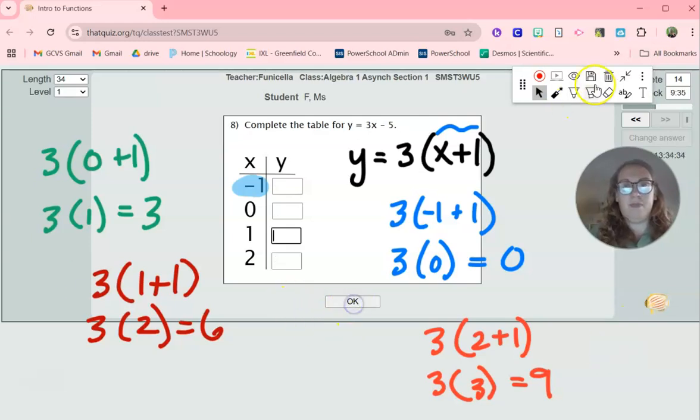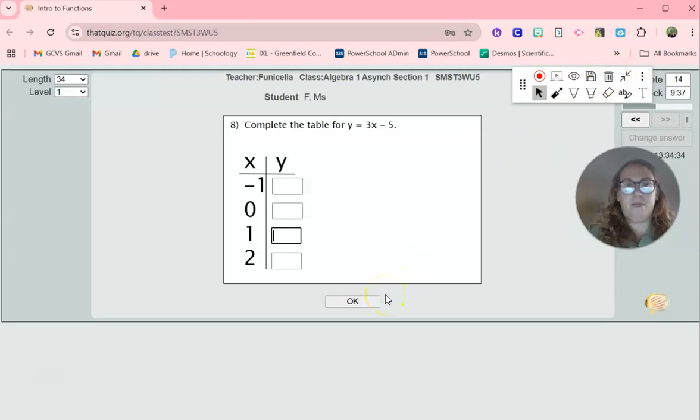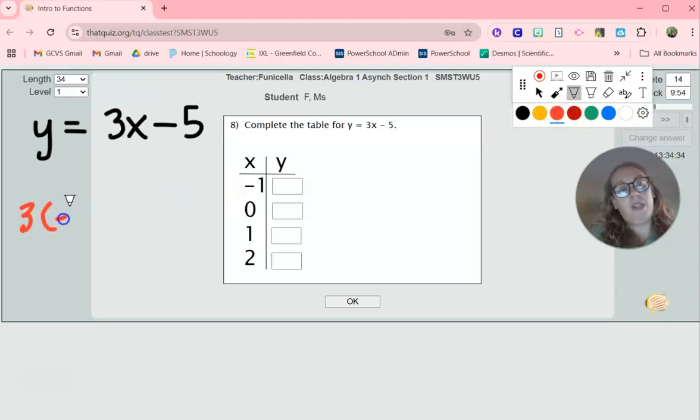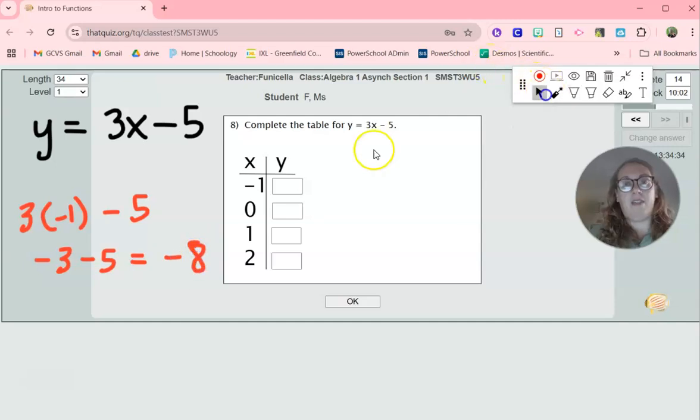Alrighty, our next one has the rule 3x minus 5. So this is our function rule, right? We take some number, multiply it by 3, and then we subtract 5. So our first one's negative 1. So we have 3 times negative 1 minus 5. 3 times negative 1 is negative 3. Minus 5 gets us a negative 8. Beautiful.